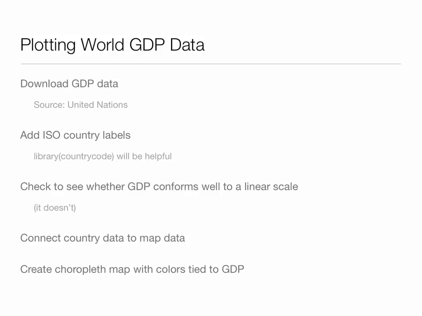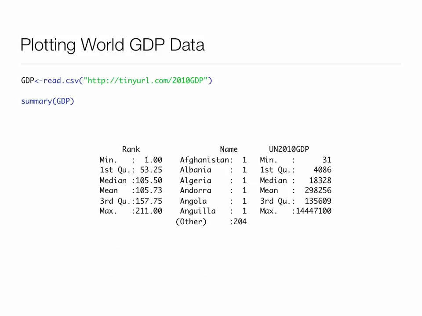Okay? So the first step in doing this is to read in the GDP data, which I've put on the web as a CSV file. When you summarize it, you'll see it has only three things: the rank of the state, the name of the state, and its GDP in 2010. This is in millions of US dollars. So the lowest GDP out of all of the states listed is $31 million. The highest is $14.4 trillion.